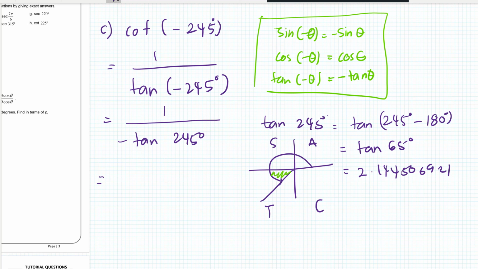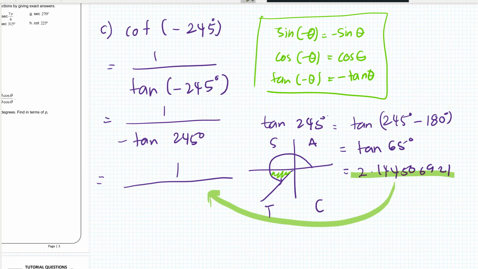Then this is equal to 1 over that value. We just calculate it, and we don't forget to put the negative. Then the answer is negative 0.4663, because you want 4 decimal places. So this is how you find the reciprocal trigonometric function.